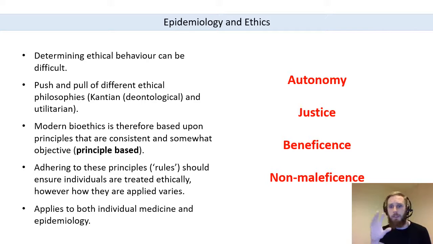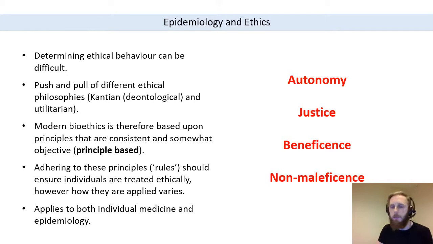Now, the fundamental principles of ethics remain exactly the same as they normally would in life science or medical science. We're thinking about autonomy, justice, beneficence, and non-maleficence. Autonomy: we need to respect the right of individuals to make their own decisions. Justice: the right of individuals to be treated fairly and equally. Beneficence: our responsibility to help where possible, to do good, so an obligation to do good. And non-maleficence: our obligation to not do bad, so to not cause harm. And these are the fundamental principles of ethics.